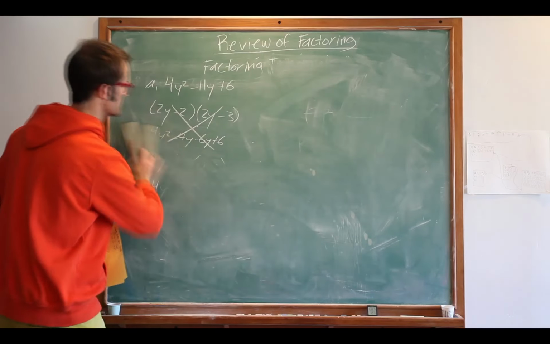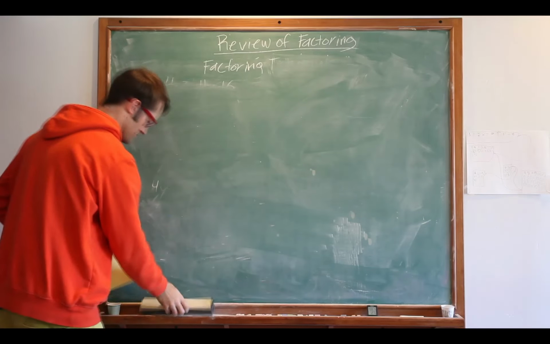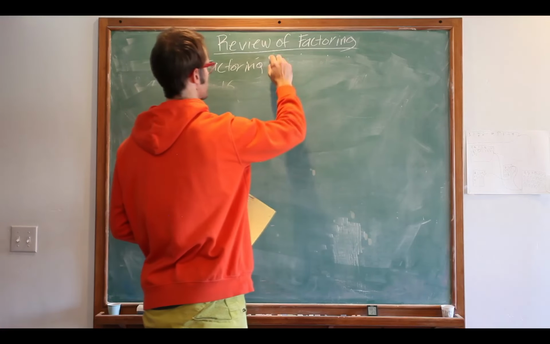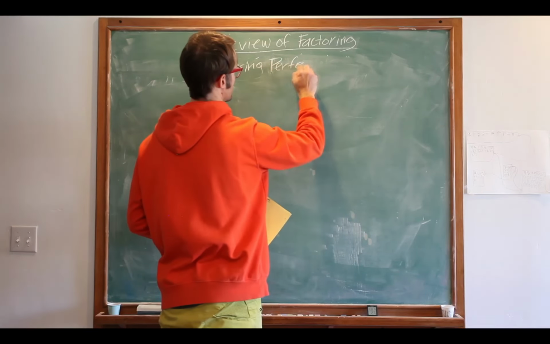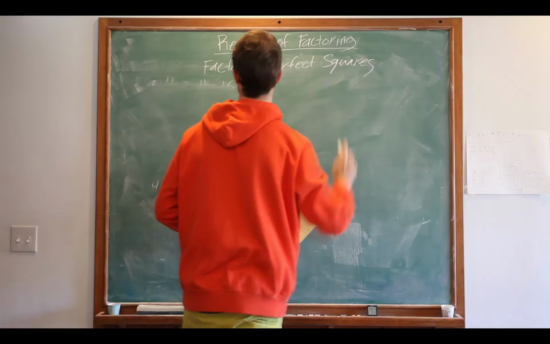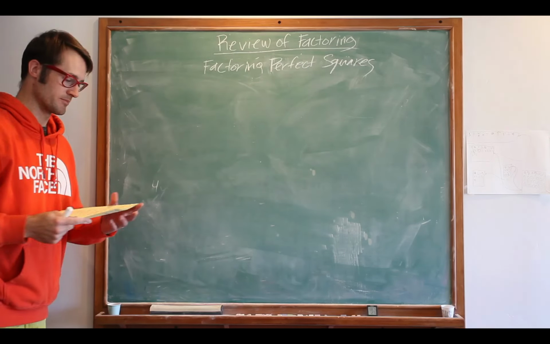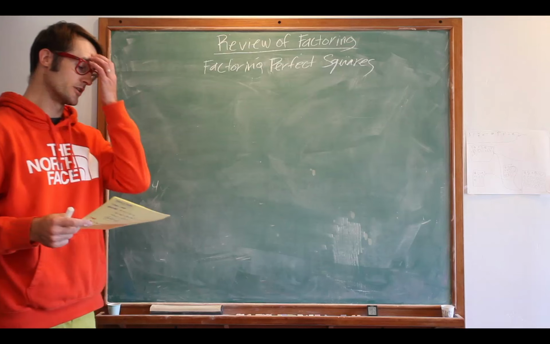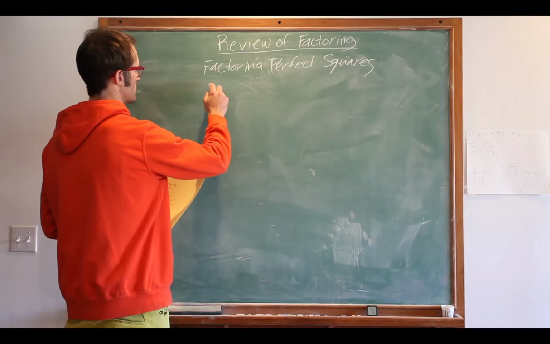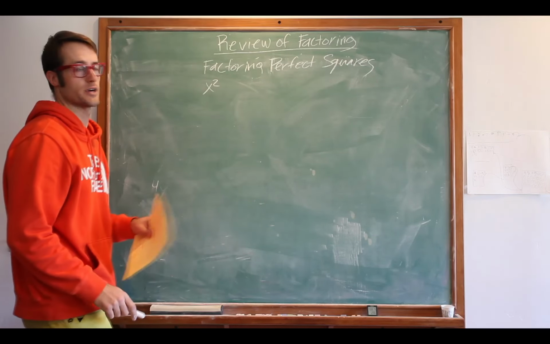Okay. Next thing is perfect squares, which are much friendlier. So I'll say factoring perfect squares. And why are these friendly? Because they have a very specific form and you can almost see them immediately. So if you see something that looks like this, I'll give the general form and then we'll do some problems.